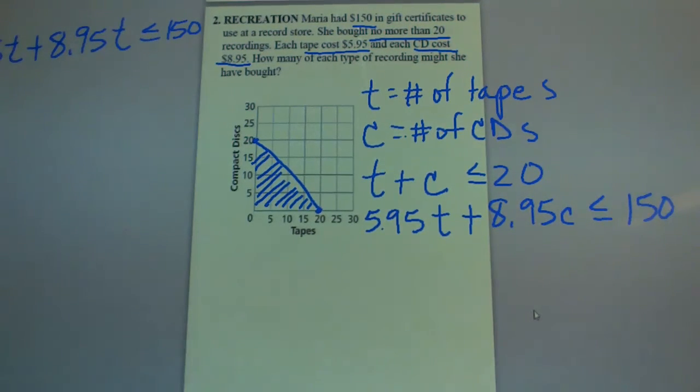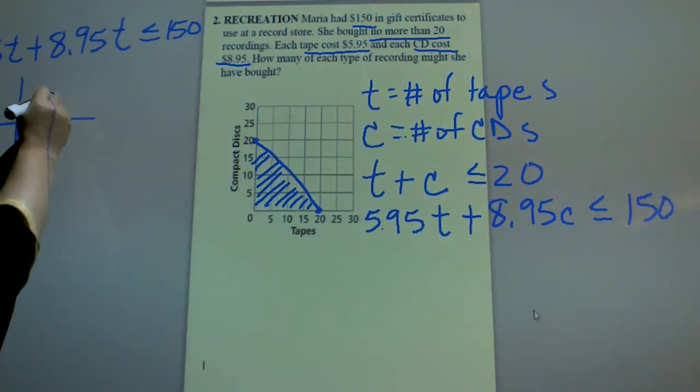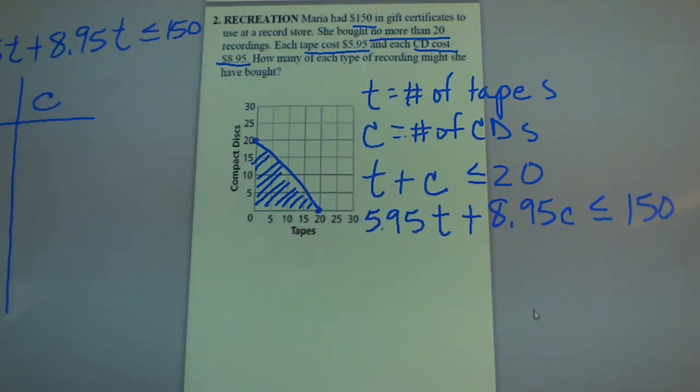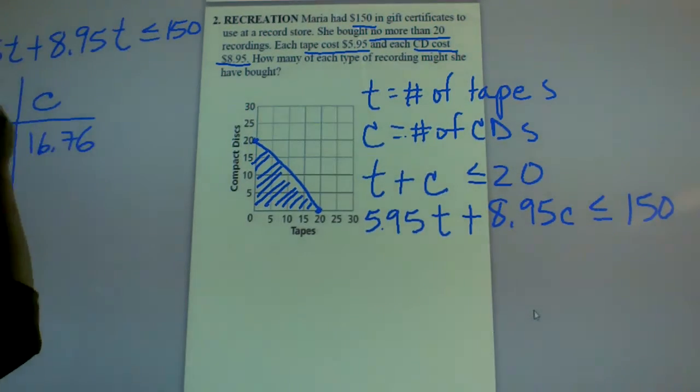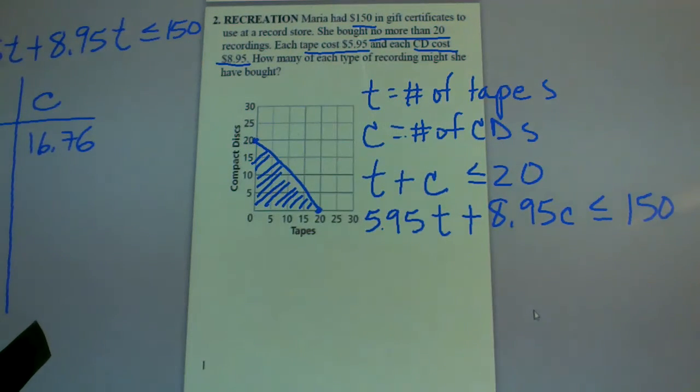And so we're going to do the same thing here. We're going to set up a table T and C. And again, all we need is 2 points to graph our inequality here. So you're going to have to use a calculator, and we're just going to sub in 0, and we're going to sub in 10. Okay? So if we didn't have this here, you're going to take 150 divided by 8.95. You'll type it in your calculator, and you're going to get approximately 16.76.